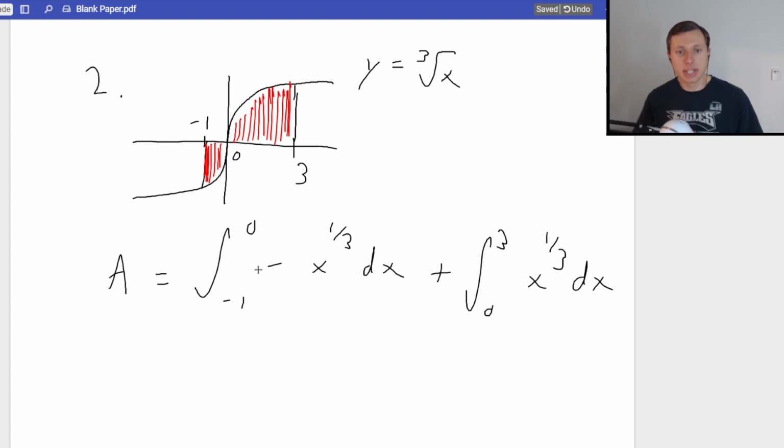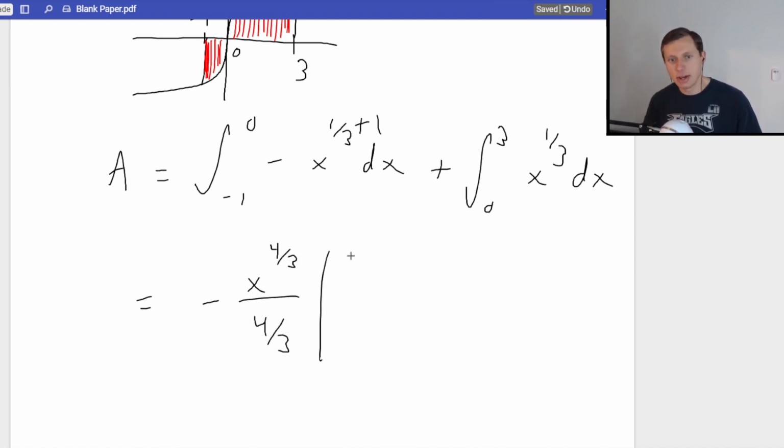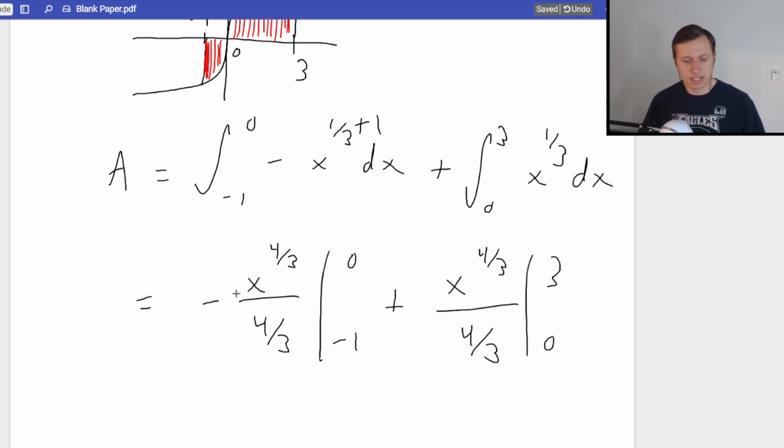Okay. So now we can take this integral. The integral of -x to the 1/3 power. So I'm going to add 1 to 1/3, which is 4/3. So -x to the 4/3 divided by 4/3. And yes, I'm going to rewrite that in the next step. This is evaluated from 0 to -1. And then plus x to the 4/3 divided by 4/3. That one's evaluated from 3 to 0.